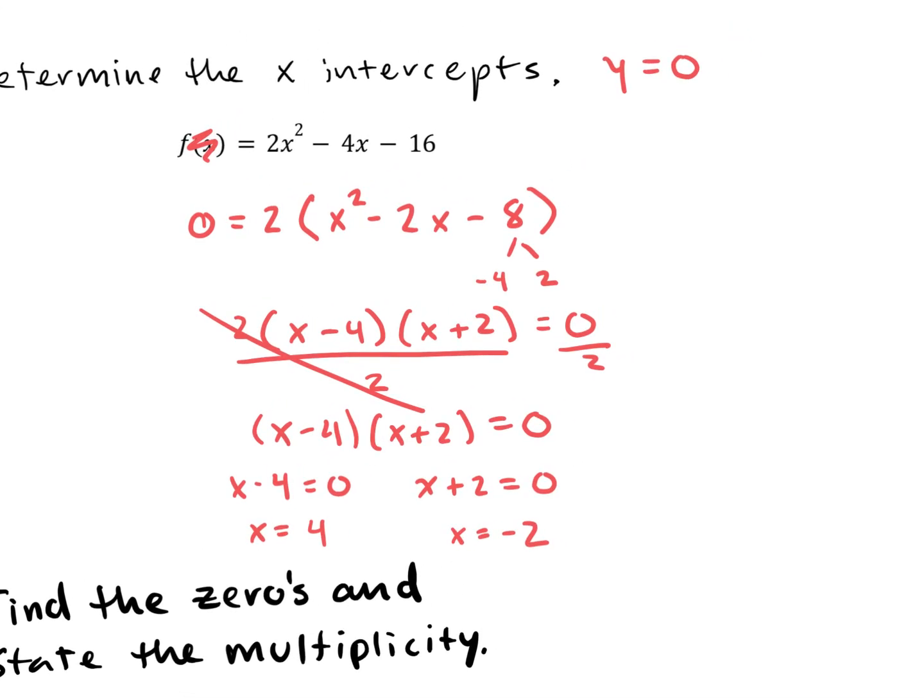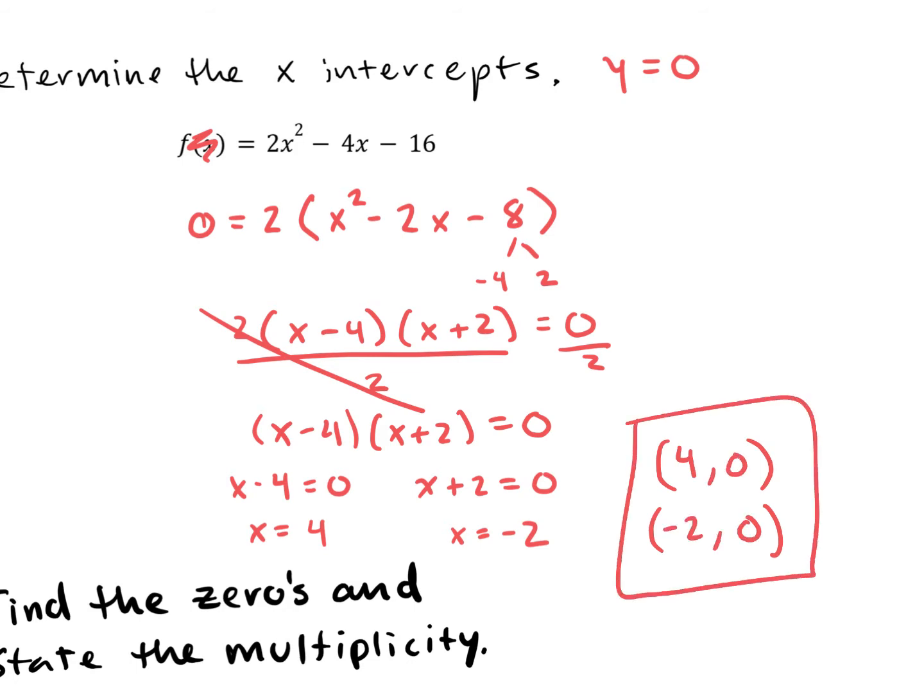So if it asks for x-intercepts, most likely you'll see your answer as a coordinate point. So how would we write these as points? 4, 0, and negative 2, 0 also. Awesome. So for x-intercepts, you'll have a value in your x because you plugged in 0 for y.